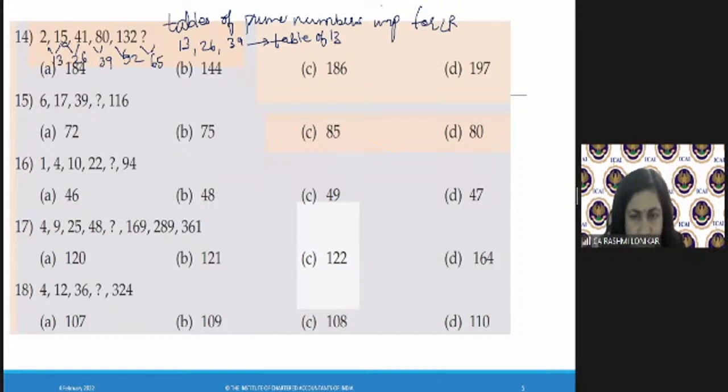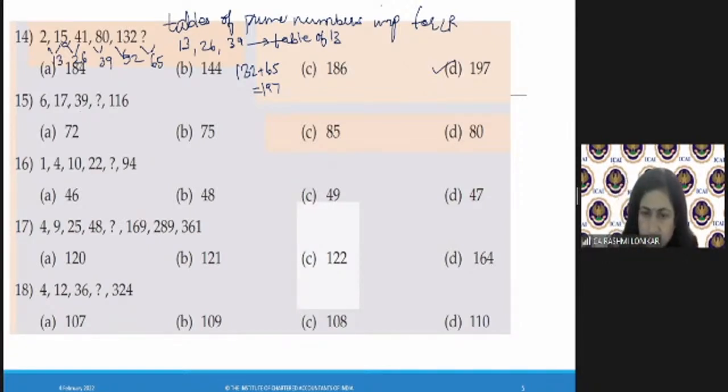13 1s are 13. 13 2s are 26. 13 3s are 39. 13 4s are 52. 13 5s are 65. So number will be what? 132 plus 65. What will it be? 197. So D will be the correct answer. Right? So D will be the correct answer. Understood? That is why you must know your prime.